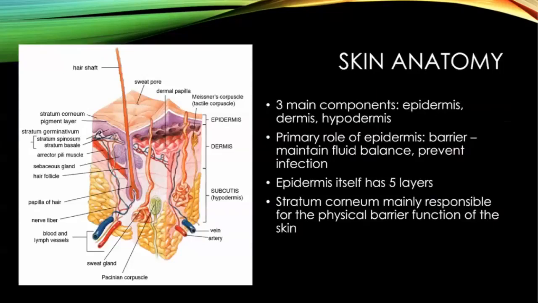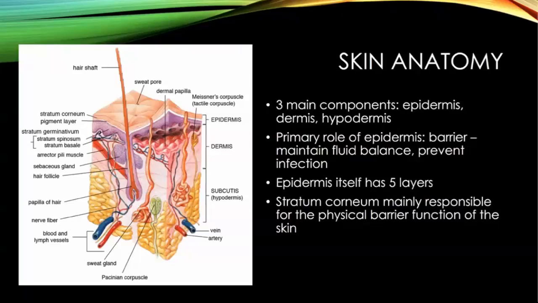So the skin has 3 main components that interconnect anatomically and functionally: the epidermis, dermis, and the subcutis, or the hypodermis. The primary role of the epidermis is to serve as a barrier, maintain fluid balance, and prevent infection. The degree of barrier function varies with the thickness of the epidermis, which ranges from 1.5 millimeters on the palms and soles to 0.1 millimeter on the eyelids. The epidermis itself is composed of 5 layers, including the basement membrane, with the stratum corneum being mainly responsible for the physical barrier function of the skin.